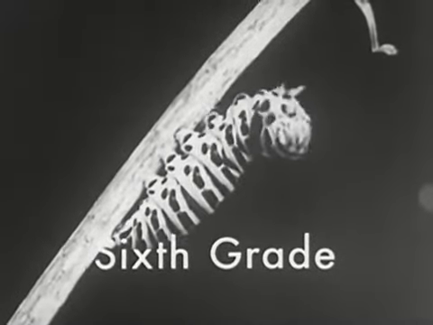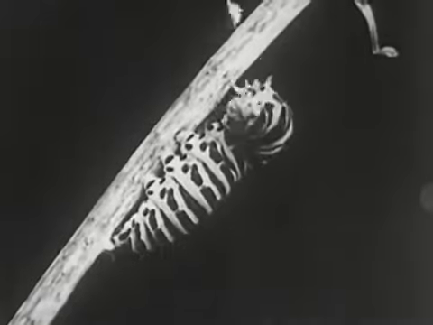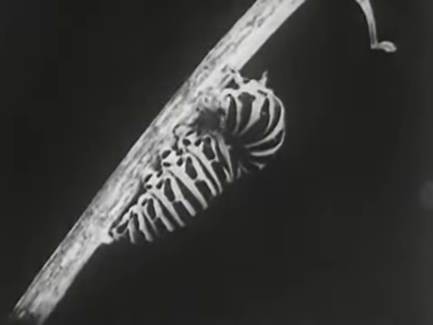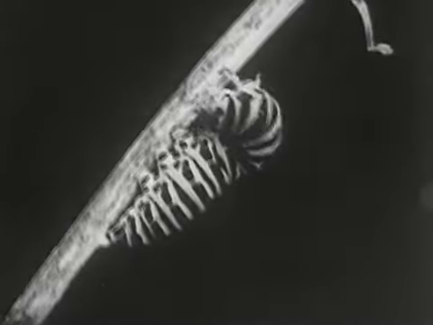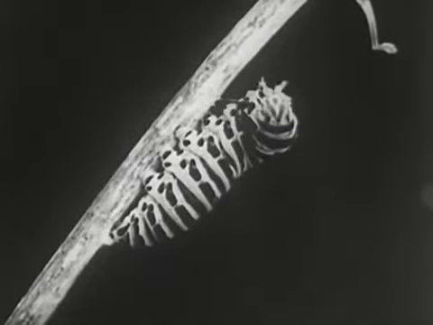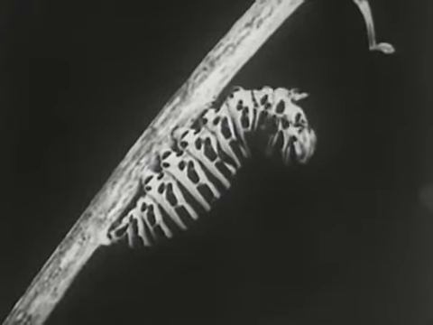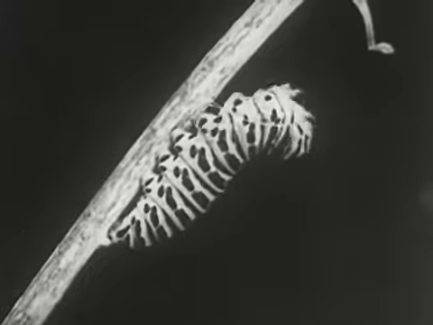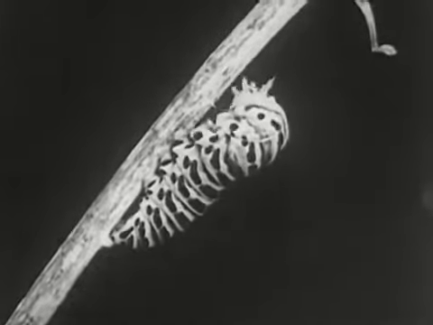This caterpillar is spinning a strap. He keeps adding a strand of silk to it every time he moves his head across. This strap will help to hold him to the branch after he turns into a pupa.